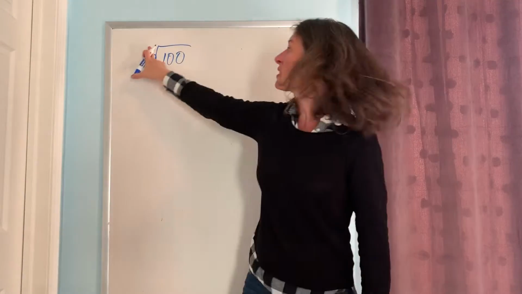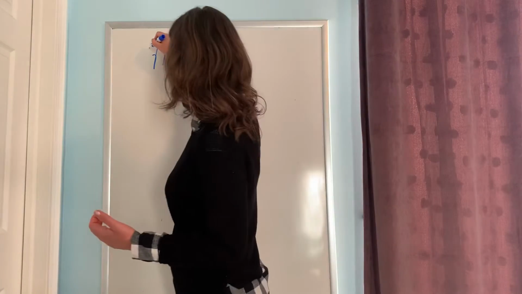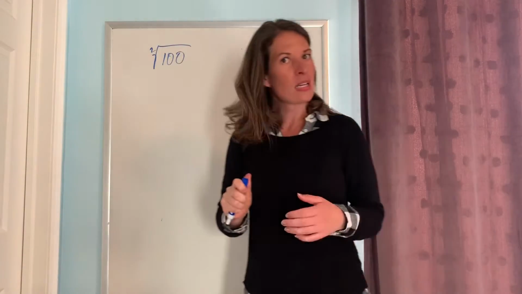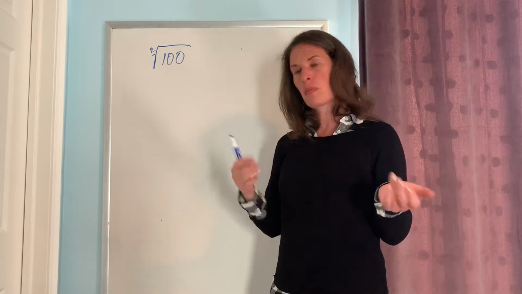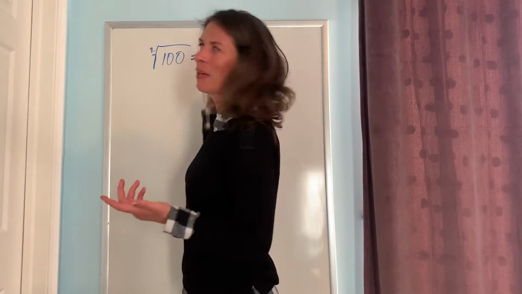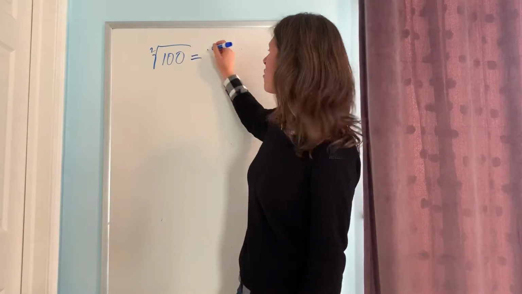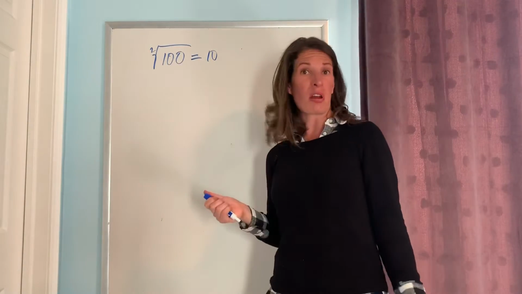Now, if there is not an index there, that means that the index is actually 2. Always. If you don't see a number there, then it's actually a 2. So what number multiplied by itself is the square root of 100? We know that. We can put it in a calculator, but that should be something that you know. 10 times 10 is 100. So the square root of 100 is 10.